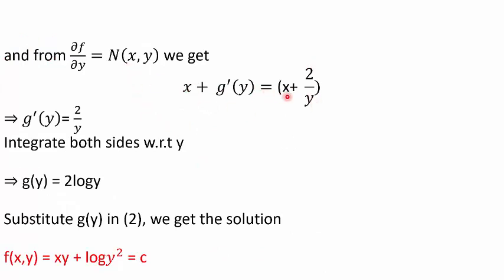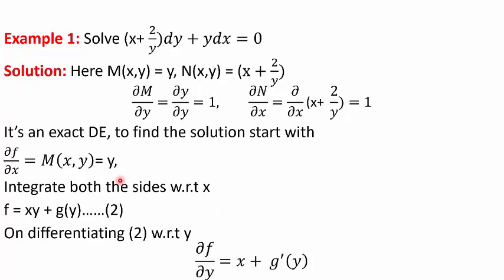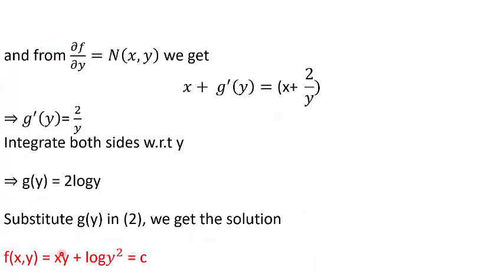The x term cancels on both sides and we get g dash y is equal to 2 by y. To find g(y), we integrate both sides with respect to y and that gives us g(y) is equal to 2 log of y. Take this 2 as a power of y, we get g(y) is equal to log y square. If I substitute this g(y) here, we'll get the solution f. So our solution becomes xy plus log y square is equal to c.